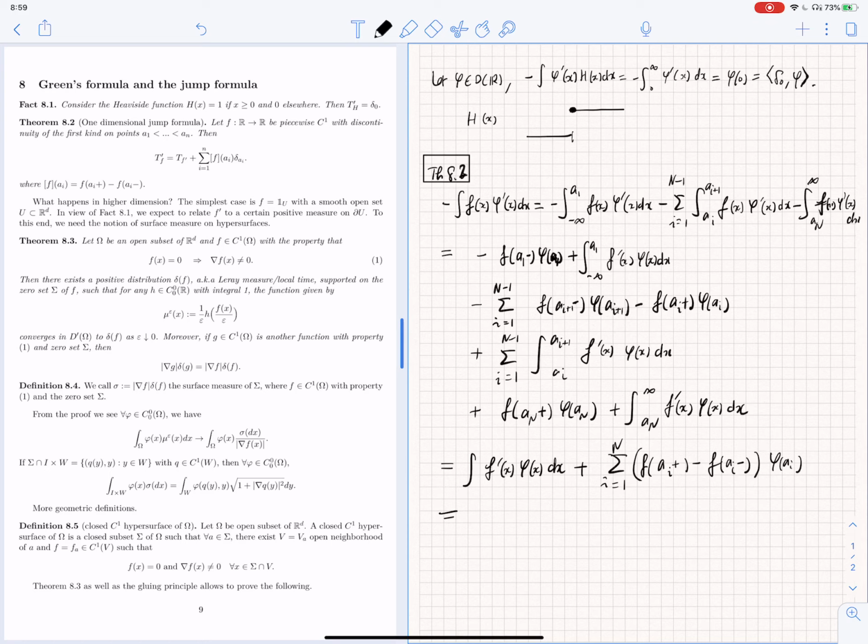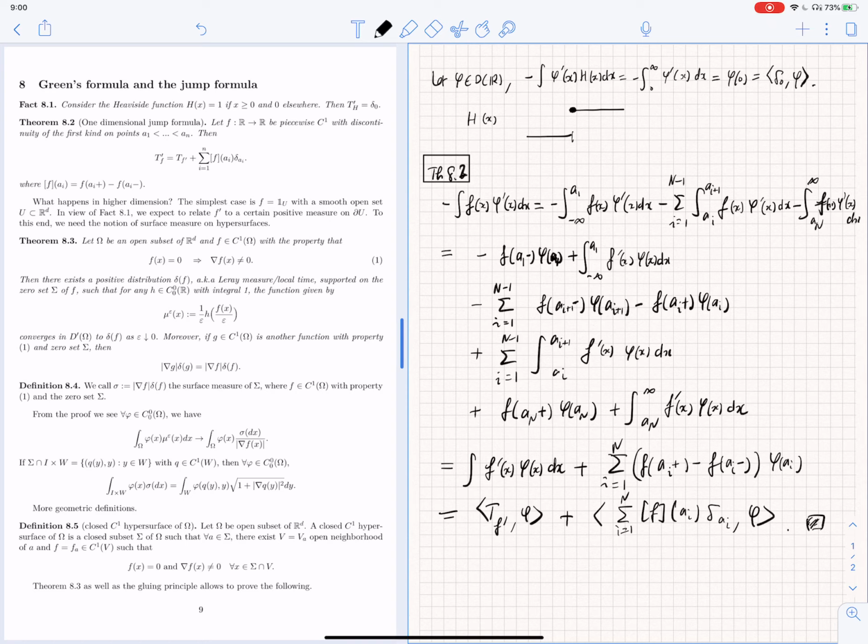And this, according to our notation for distributions, for L1 loc functions, is nothing but T_f prime applied to phi, and the second term is what we wanted. So it becomes the sum over i from 1 to n of the jump size, this is our notation, the bracket of f, the jump size at the point a_i, times the Dirac mass at the point a_i applied to phi. And this finishes the one-dimensional jump formula.